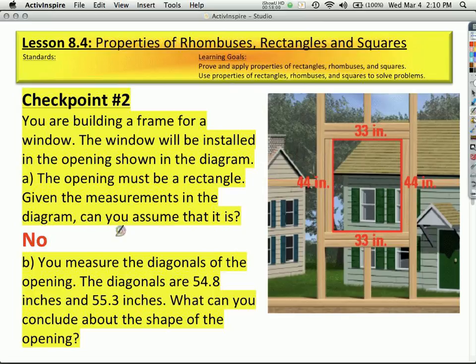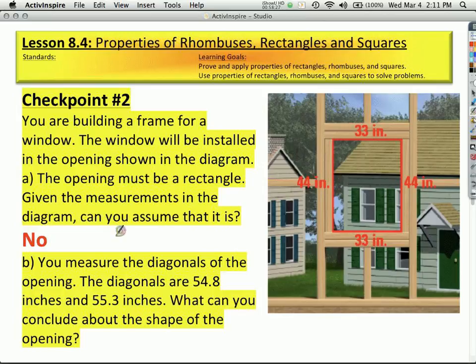Okay, so if there was a right angle indicator, even in one or two of the corners, you would be able to figure it out. But since there's nothing there, you cannot assume. I understand it looks like a rectangle, but that's not good enough. Okay? So now, I add in some details. Take the measurements of the diagonals and we get 54.8 and 55.3. What can you say now about the shape?